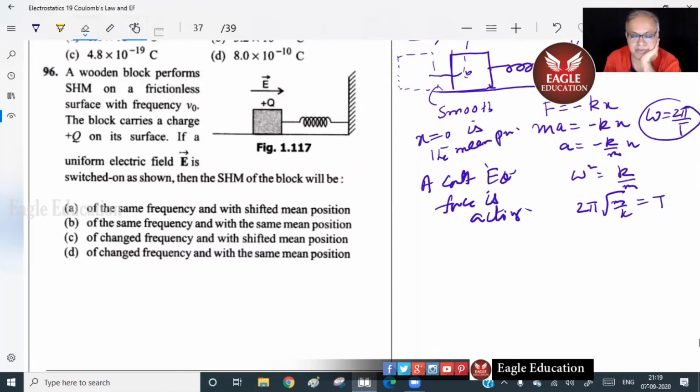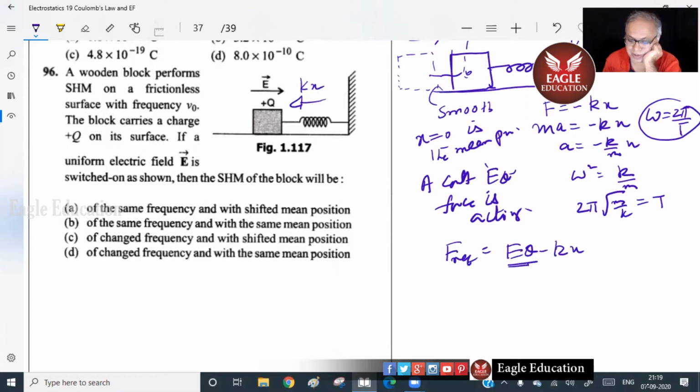Now, you need to understand, if in this direction it is EQ like this, it will be compressing it, so Kx will act like this. So there will be a net force, F net equals EQ minus Kx or Kx minus EQ, depending on which direction you would like to write. For example, you can write EQ minus Kx.